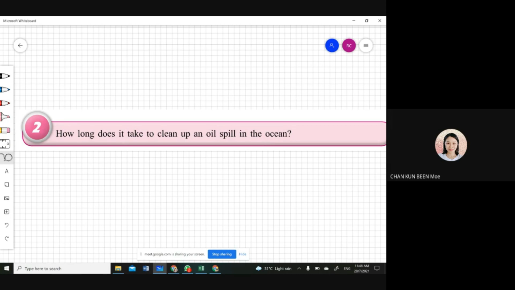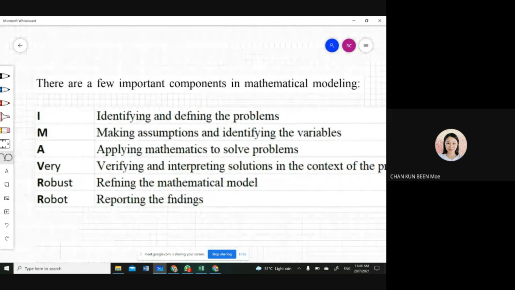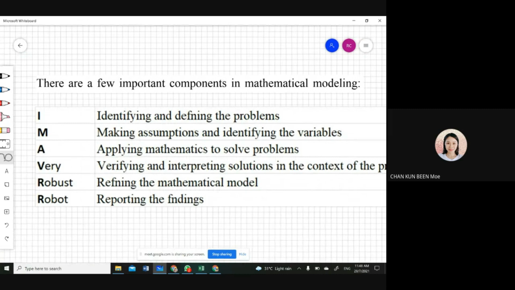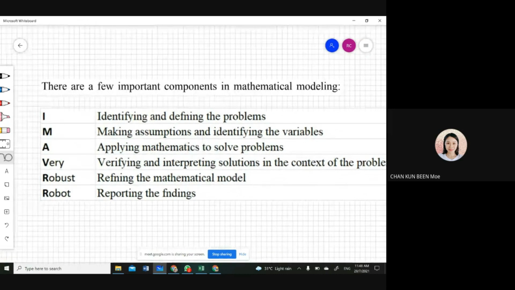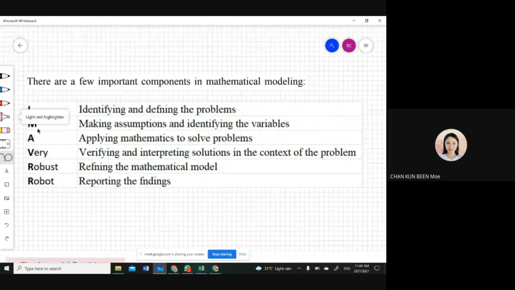So this part over here, you have to memorize the important components in mathematical modeling. So I simplify, I make an abbreviation for you over here. I am a very robust robot. You know the meaning of robust, right? Okay, so how many steps you can see? 1, 2, 3, 4, 5, 6. 6 components over here. The first one, I, stands for identifying and defining the problem.